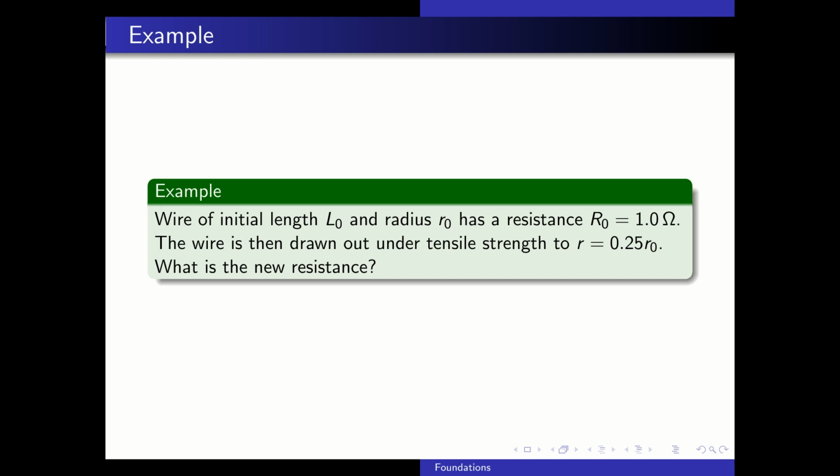All right, let's try something a little bit different. We're going to take a wire of initial length L naught and radius R naught, and it has a resistance R naught, capital R naught. And we'll just give that a number, 1 ohm.